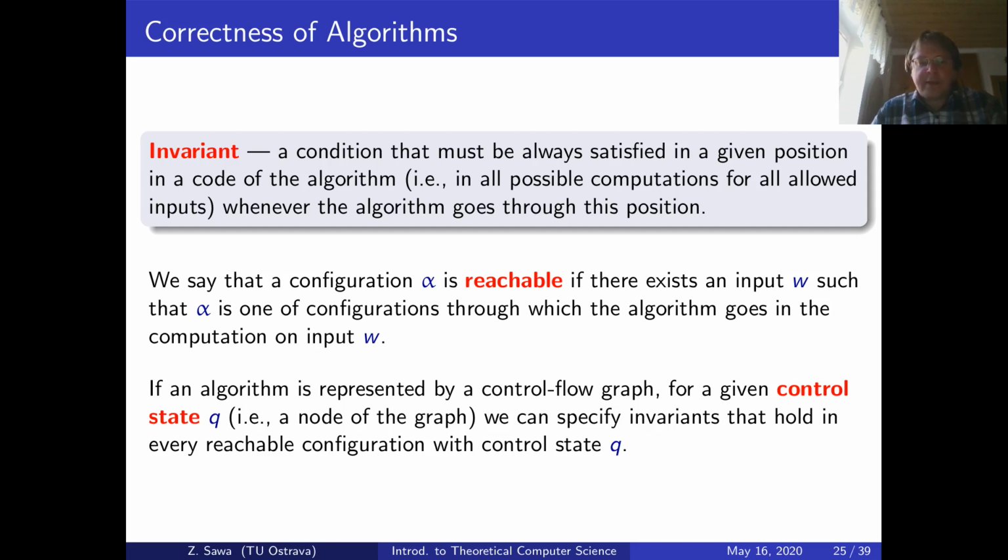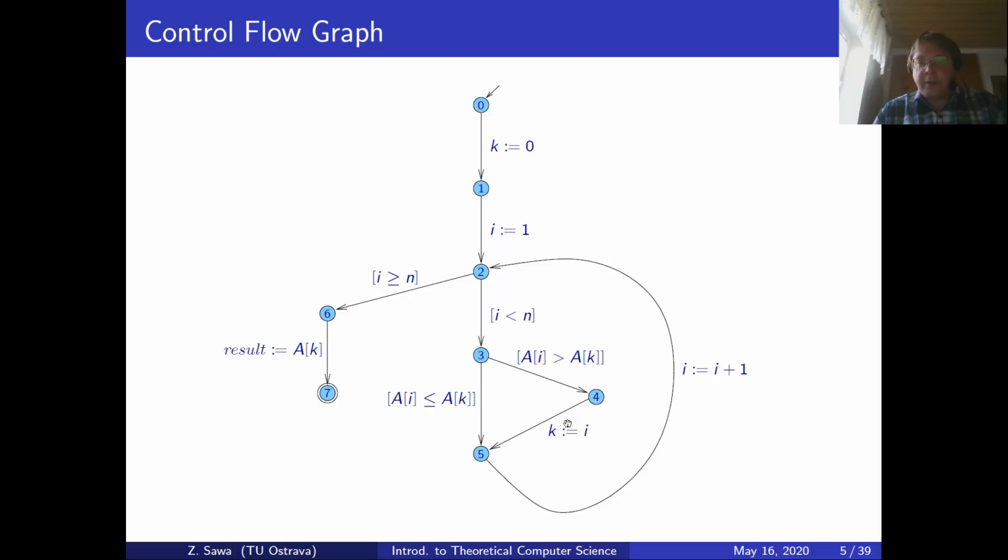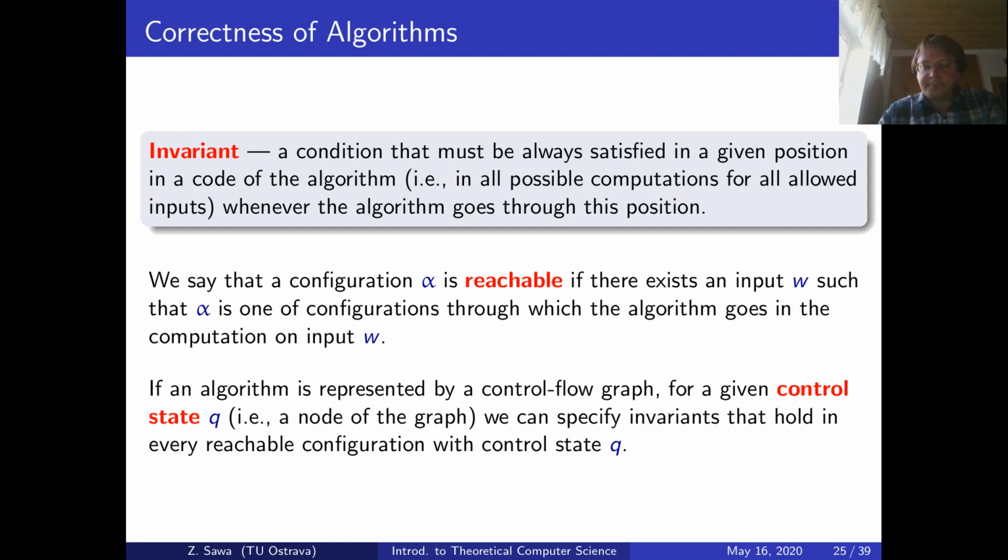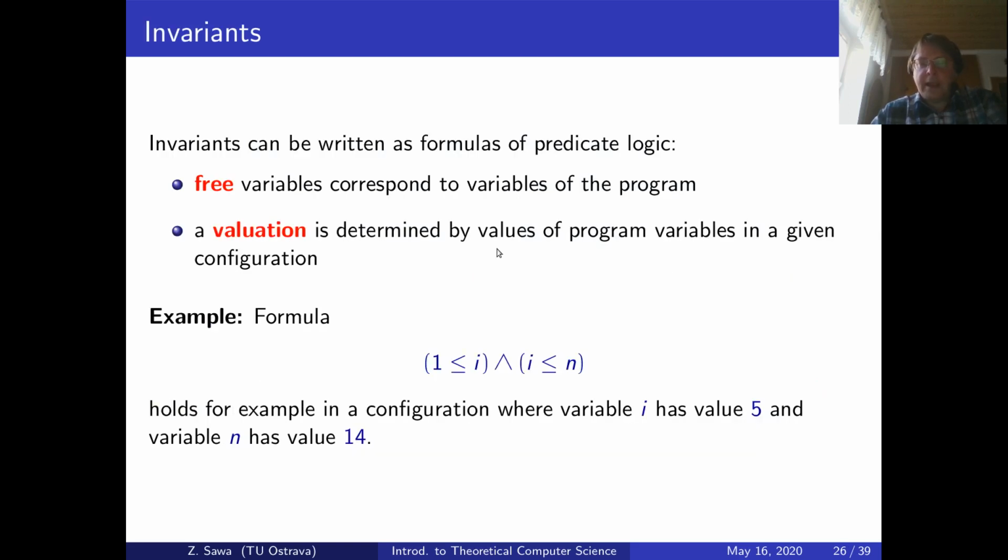So whenever the algorithm will be in a configuration, for example, in this state, then the given invariant will be satisfied. So this is some condition on the values of variables in memory, or the content of the memory of the machine in those configurations where the control state is the given control state. So I will illustrate it in a moment.